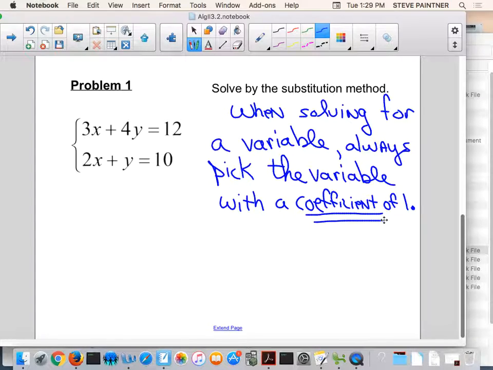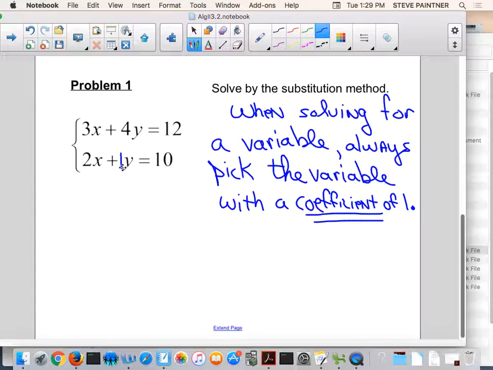The number in front of it, what it multiplies by. The 3 is a multiplier. It's a coefficient. The 4 is a multiplier. It's a coefficient. Here the coefficients are 2, and here the coefficient is 1. I'm telling you, when solving for a variable, always pick the variable with a coefficient of 1. This is the only one I expect you to solve for.